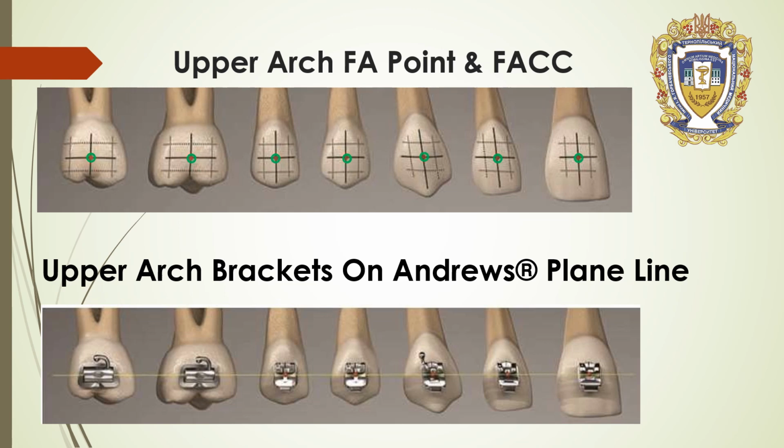And now I would like to show you upper arch facial axis points in the upper picture, and upper arch brackets on Andrews plane line. As you can see, slots of all brackets and molar tubes are on one plane, Andrews plane line.